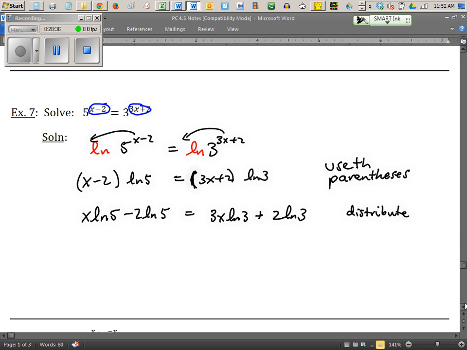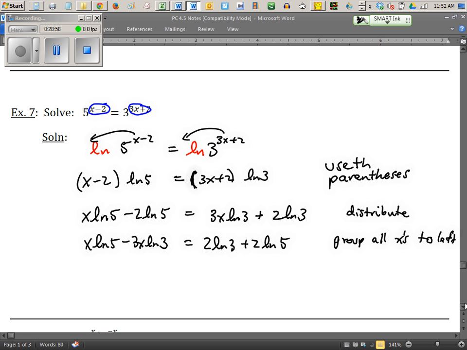And I think we should bring all the x terms to one side. So let's group all x's to the left. So let's write x ln 5 minus 3x ln 3. And there's a 2 ln 5 right here. I don't want that here. Let's put him on the other side. So 2 ln 3 plus 2 ln 5. Now I've got all the x stuff on the left and all the non-x stuff on the right.